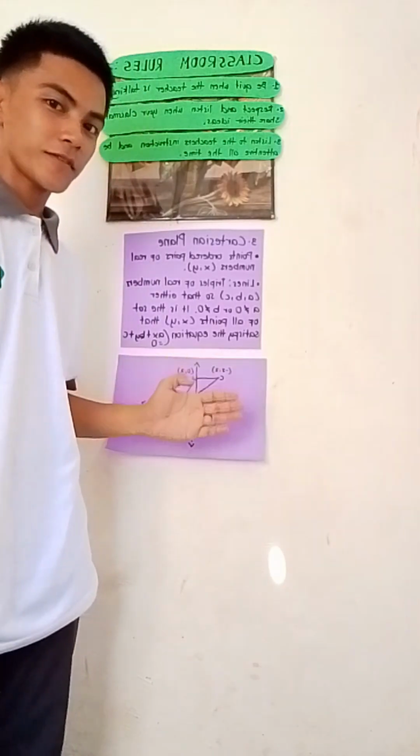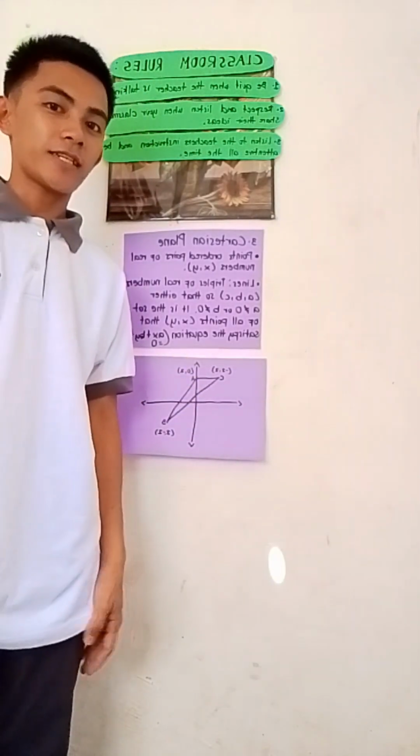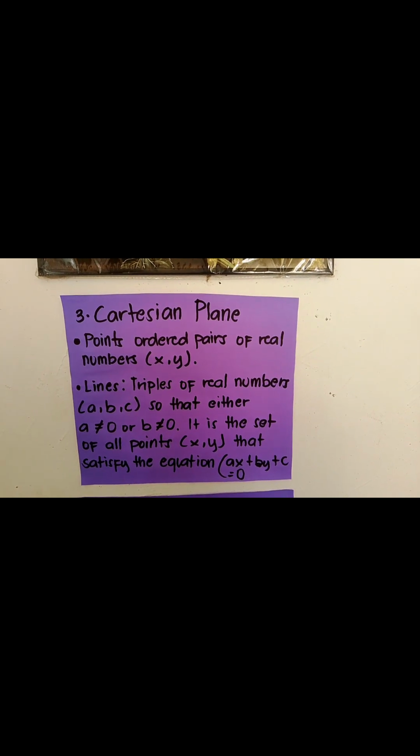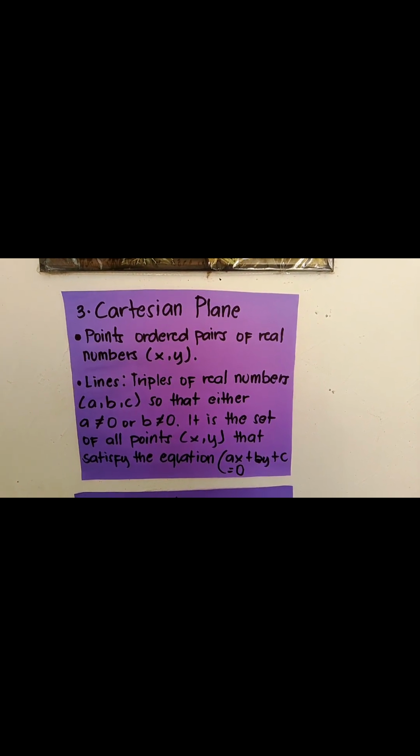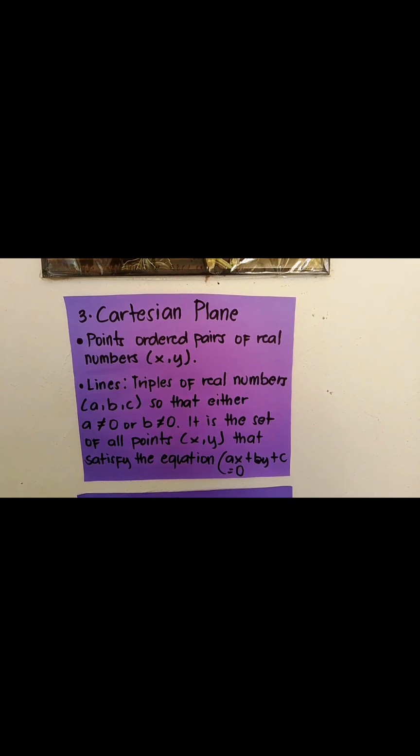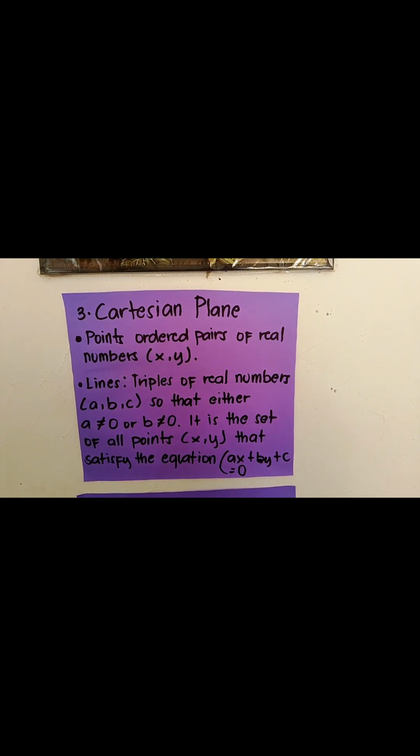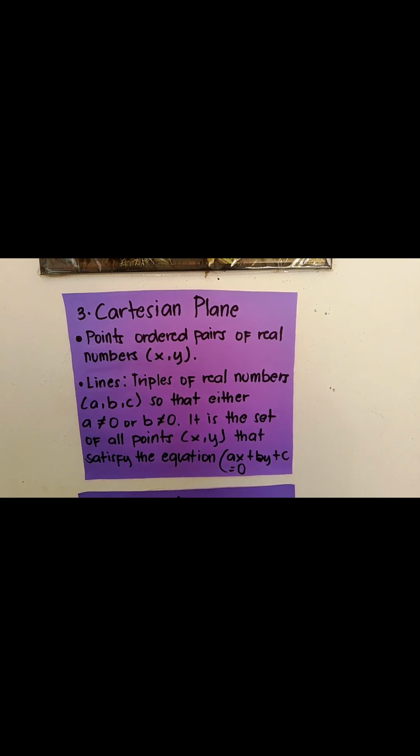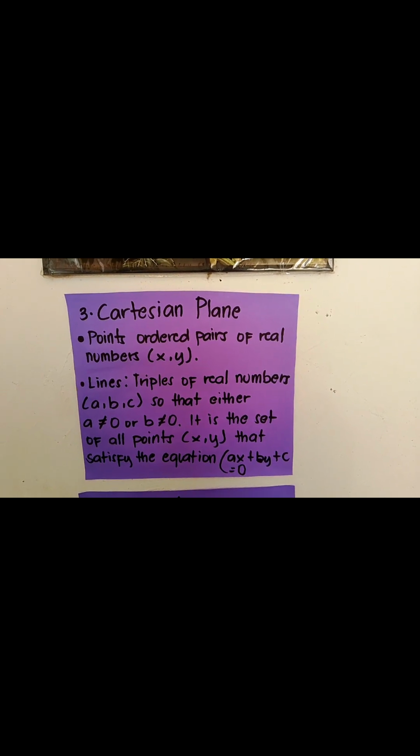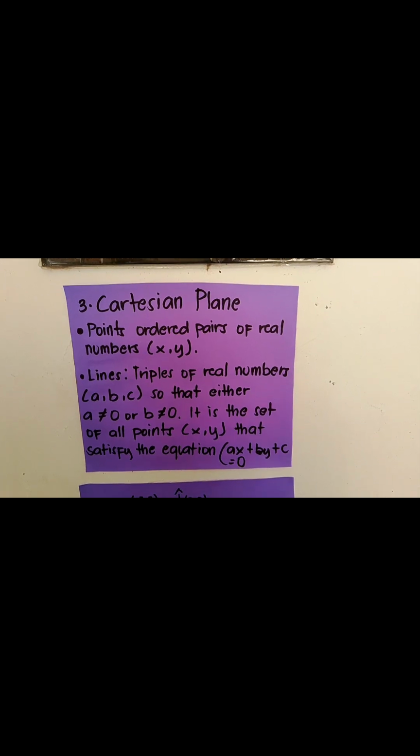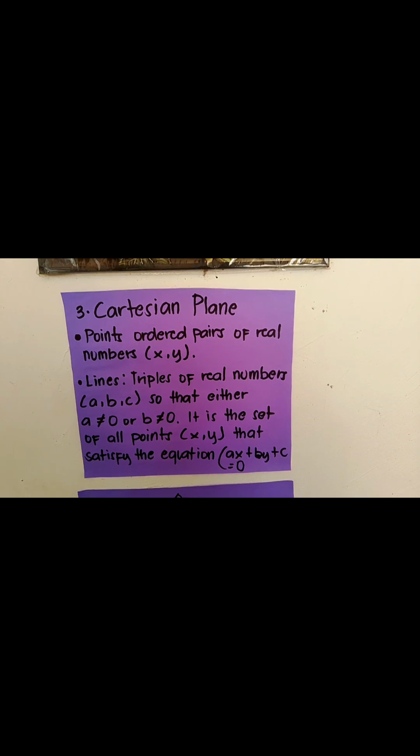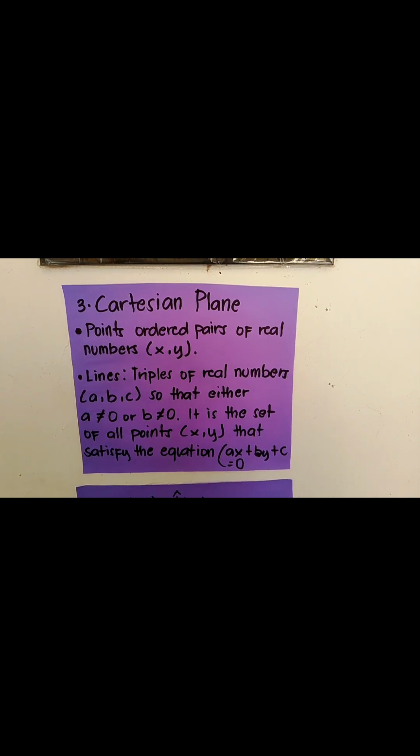The third model of incidence geometry is a Cartesian plane. Points are ordered pairs of real numbers x and y. Lines are triples of real numbers a, b, and c, so that either a is not equal to 0 or b is not equal to 0. It is the set of all points x and y that satisfy the equation ax + by + c = 0. So here is an example.